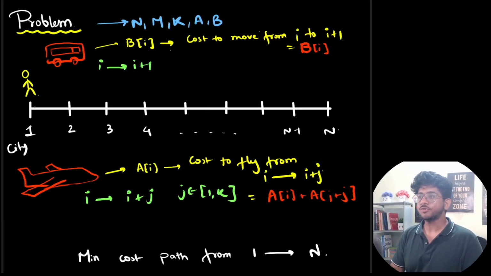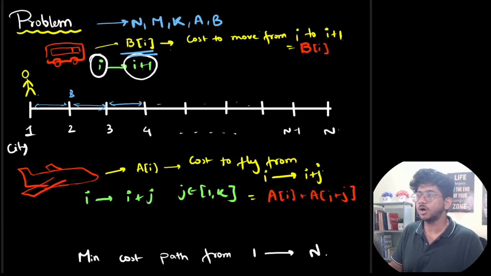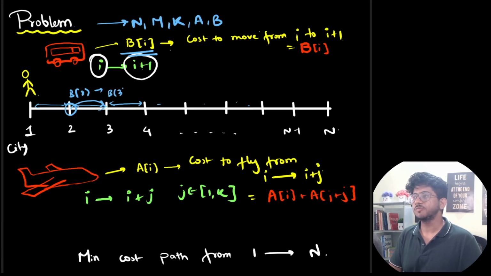Now, he can go from any city I to I plus 1 using a bus. So there is a bus service between every two cities. There is a bus which runs between these two, there is a bus which runs between these two, and so on. So B of I gives me the bus cost, the cost of the ticket of the bus, to move from, let's say, 2. So B of 2 will give me the cost to move from 2 to 3 in this whole setup. Then B of 3 is going to give me the cost to move from 3 to 4. Similarly, B of n minus 1 is going to give me the cost to move from n minus 1 to n, and I want to go from 1 to n.